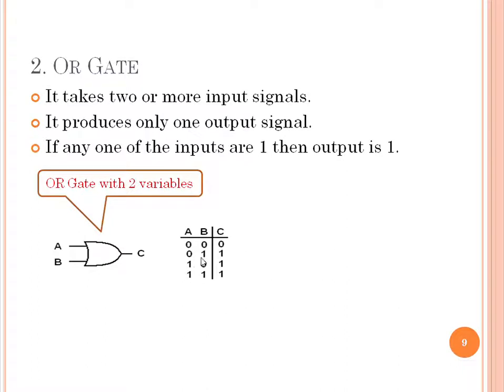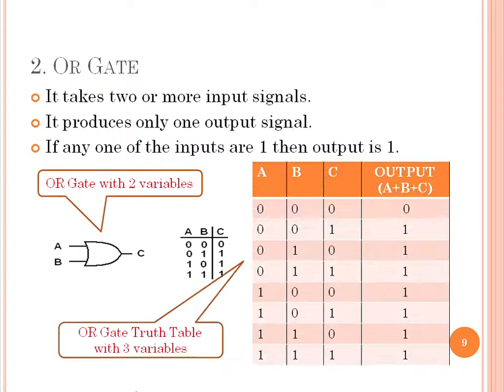As we can see over here, if any of the inputs is 1, the output that we are getting is 1 only. We'll also try to understand the OR gate with the help of the three variable truth table that we have over here. As we can see, if any column has 1 as input, the output we are getting is 1.